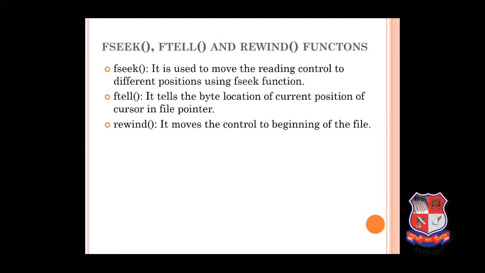Next is rewind. It moves the control to the beginning of the file. If we haven't closed the file yet and I have to perform an operation from the first line of the file again, I have to rewind it. So my file pointer will move from the last line or last character to the first character of the file and the operation can begin again.